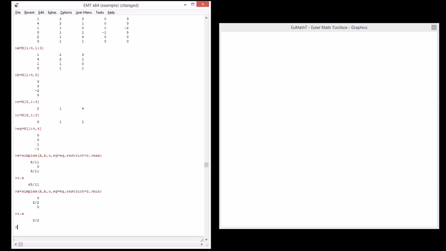So much about the simplex algorithm in Euler's toolbox. There's also another toolbox which is called ILP-solve and is very, very good for integer linear programs. Please have a look at the tutorial to learn more about that.